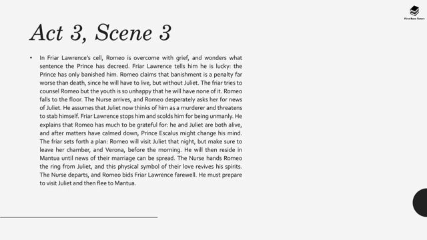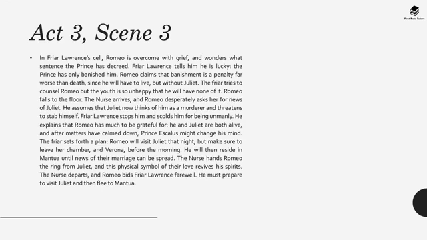In the friar's cell, Romeo is overcome with grief and wonders what the sentence the prince has decreed. Friar Laurence tells him he's lucky, the prince has only banished him. Romeo claims that banishment is a penalty far worse than death, since he'll have to live but without Juliet. The friar tries to counsel Romeo, but the youth is so unhappy that he'll have none of it. Romeo falls to the floor.